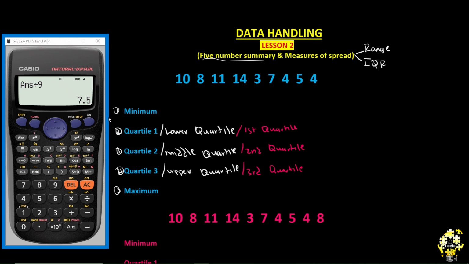Like I said from the first video, I want you to gain as much confidence as you can with regards to data handling. Don't get to the exam and they say first quartile and you're like, what's that? Or they say second quartile. No. Quartile 1, lower quartile, first quartile: same thing. Quartile 2, middle quartile, second quartile. Quartile 3, upper quartile, third quartile. It's the same thing.